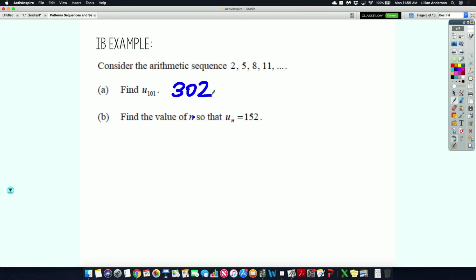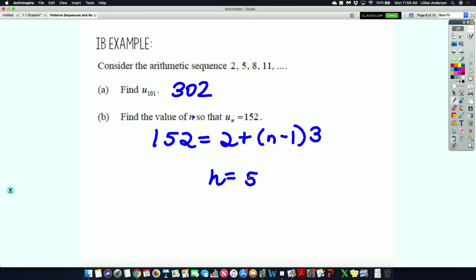And Vegas, what did you get? 51? Very good. 152 equals your first term plus N minus 1 times the common difference. What was the common difference? 3. Very good. And so, yes, N equals 51. Good? Pretty easy, right? Okay. Good stuff. All right. Well, let's talk about geometric. That's all I want to say.